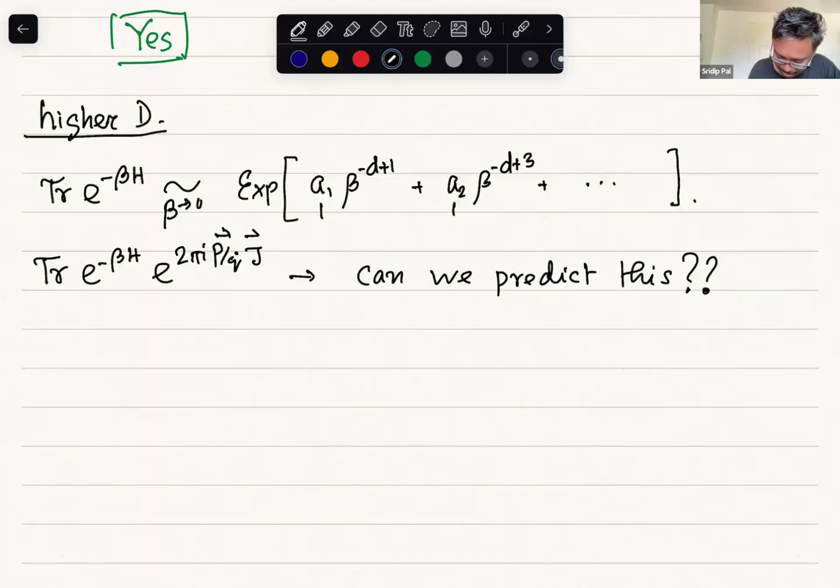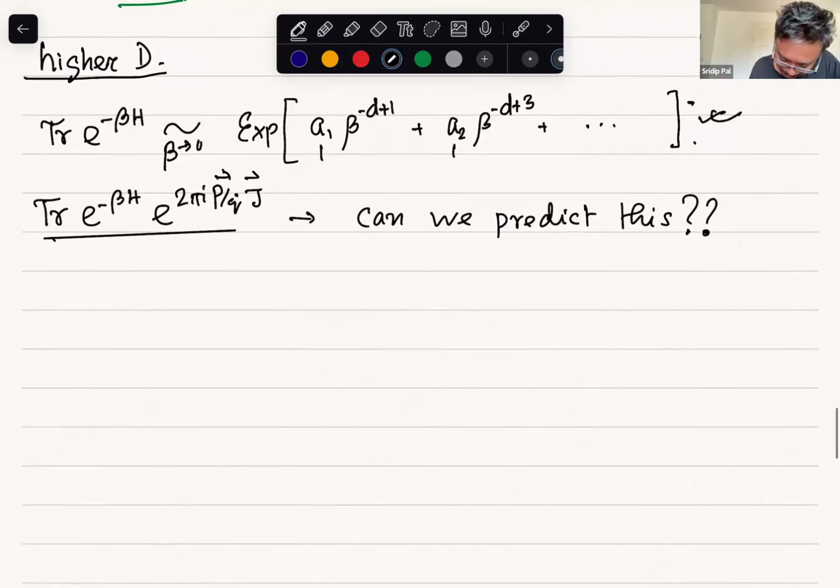So let me review the thermal effective field theory a bit. First I will explain how this expansion comes about, and then I will explain how we can derive this quantity knowing this first line. So now I will explain the idea of thermal effective field theory.